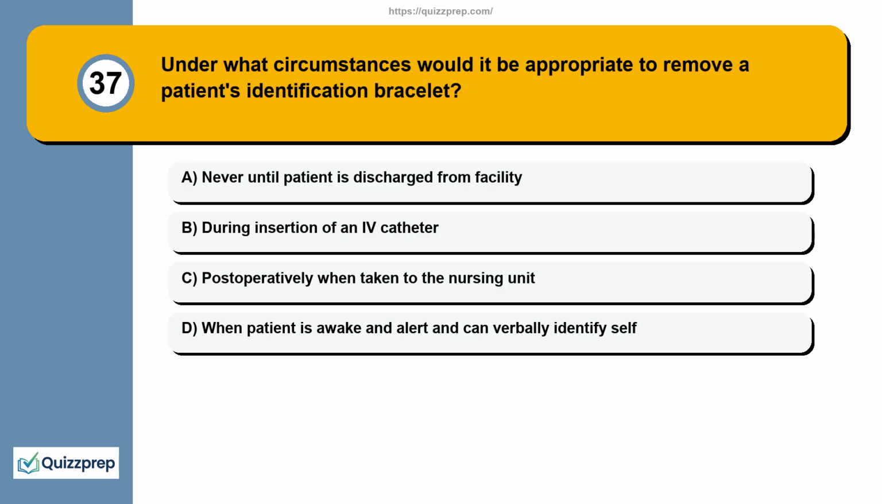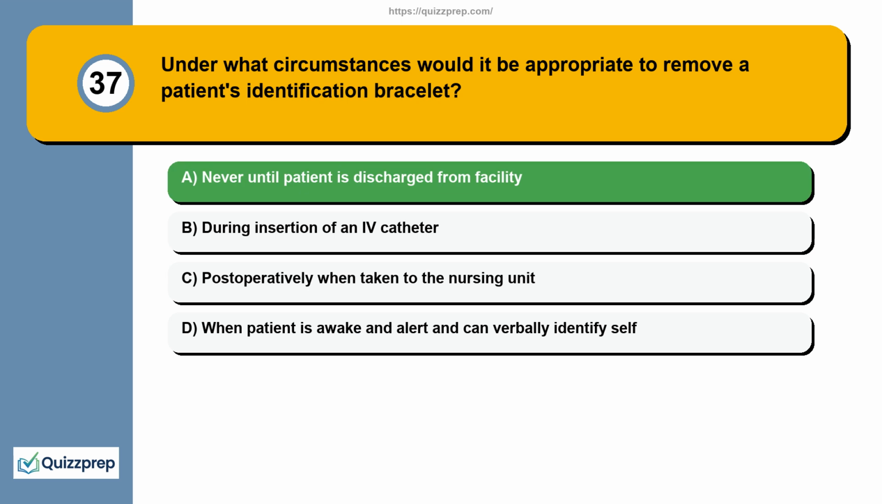Question 37. Under what circumstances would it be appropriate to remove a patient's identification bracelet? Option A, never until patient is discharged from facility. Option B, during insertion of IV catheter. Option C, postoperatively when taken to the nursing unit. Option D, when patient is awake and alert and can verbally identify self. The correct answer is option A, never until patient is discharged from facility.